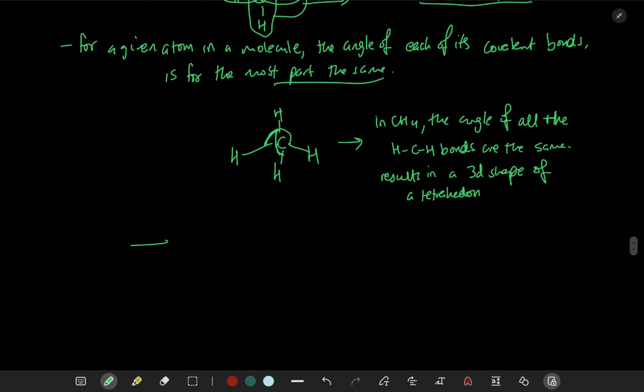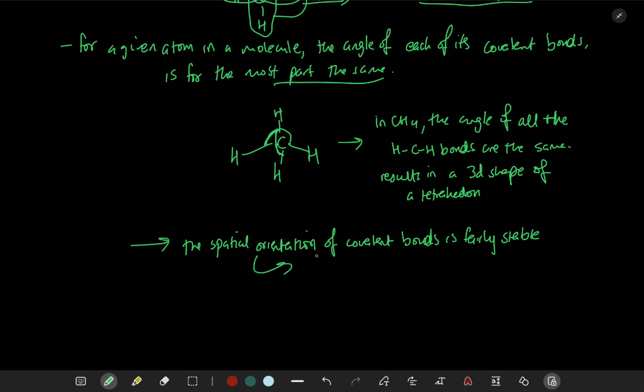So the net result basically is that the spatial orientation of covalent bonds is fairly stable. And what this means is the spatial orientation, which gives rise to the 3D structure of a molecule, right?